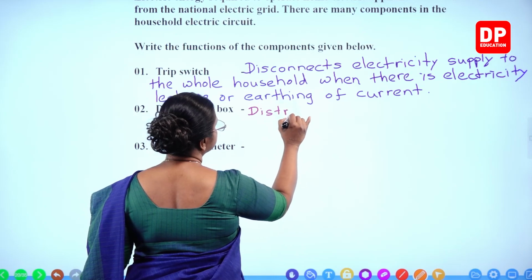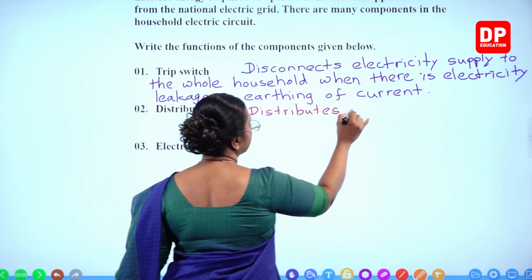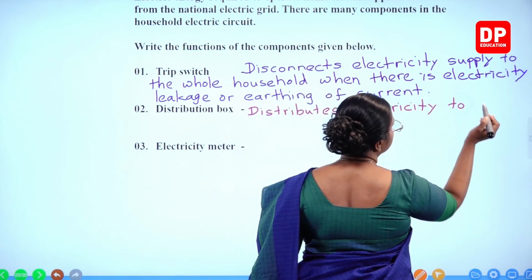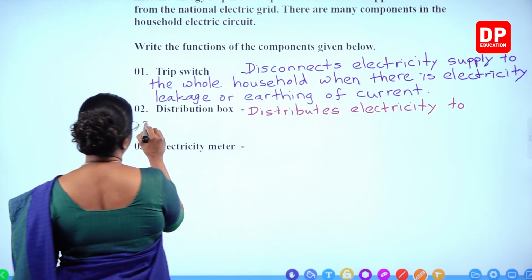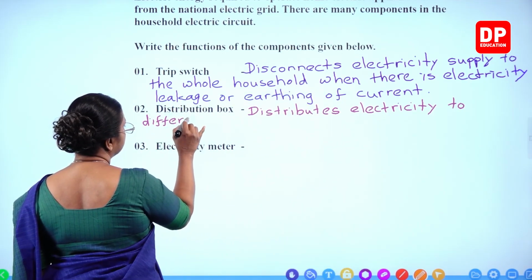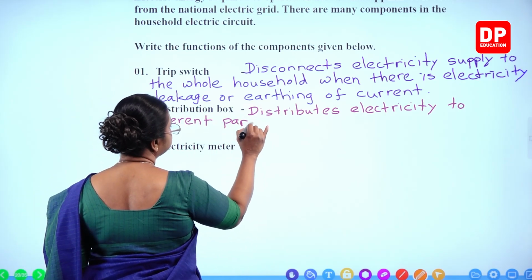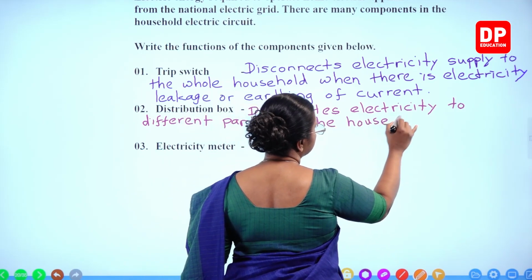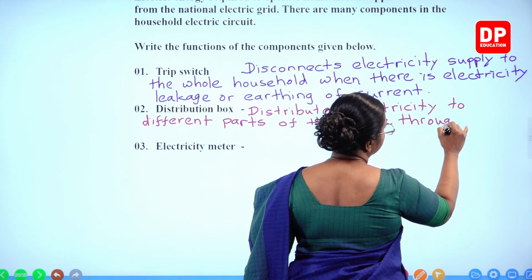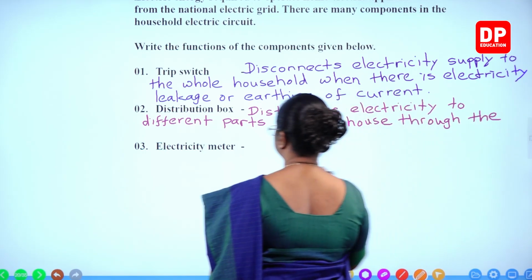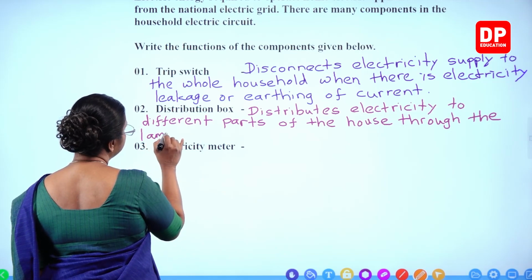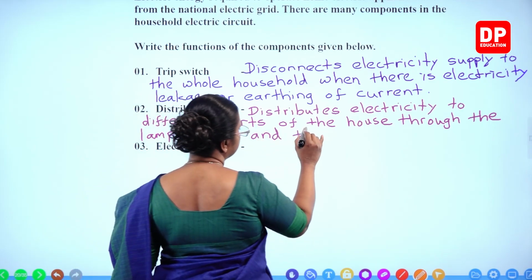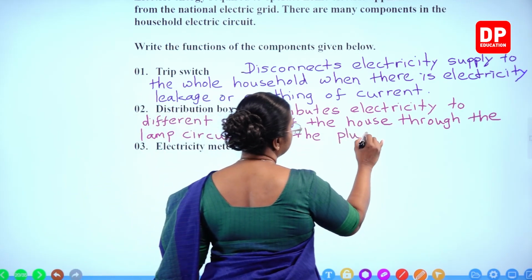distributes electricity to different parts of the house through the lamp circuit and the plug circuit.